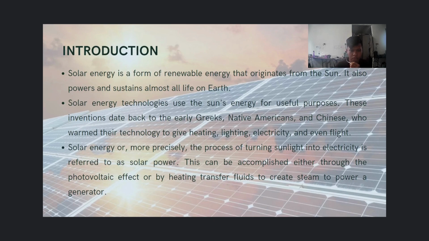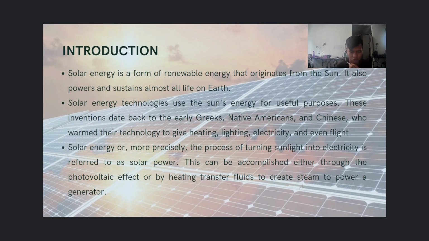For the introduction, solar energy is a form of renewable energy that originates from the sun. It also powers and sustains almost all life on Earth. And we also know that solar technology uses the sun's energy for useful purposes.